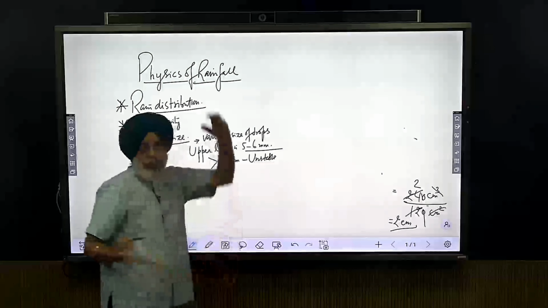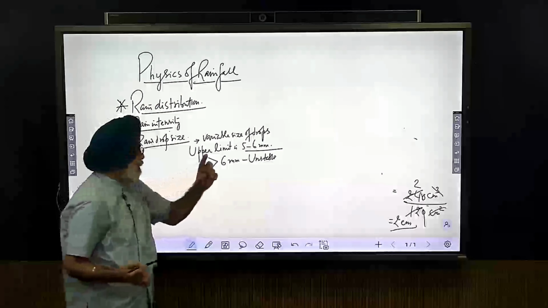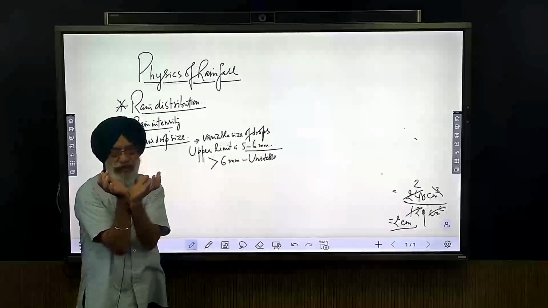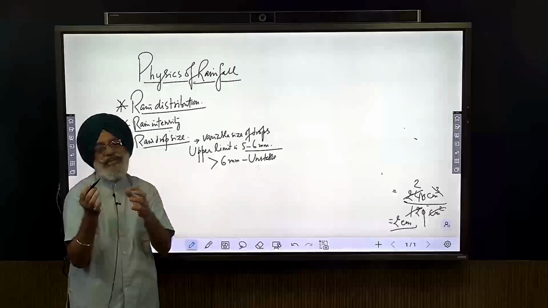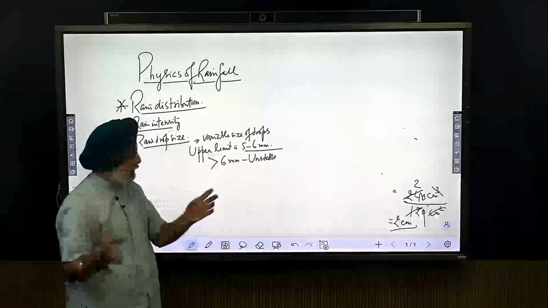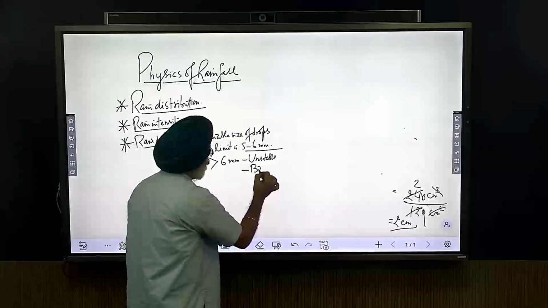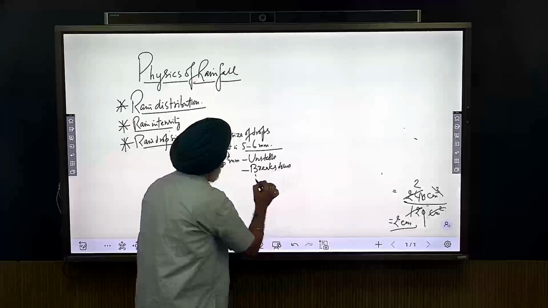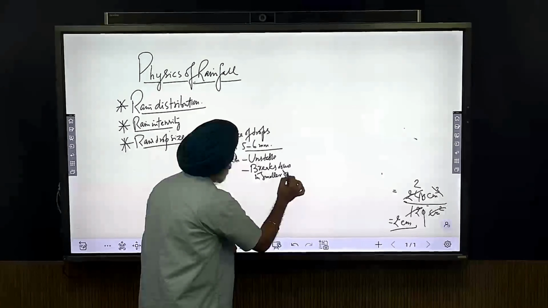If you have a bigger raindrop coming to the ground, then it will be unstable. Why? Because of the more surface area, it cannot resist the frictional forces of the atmosphere. So it gets broken down into smaller particles, smaller sizes, smaller drops.